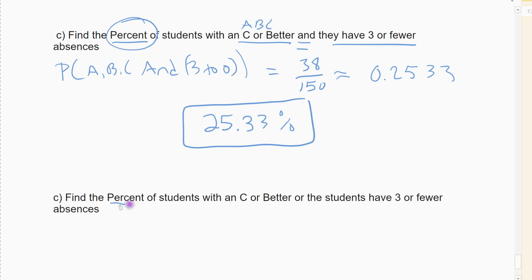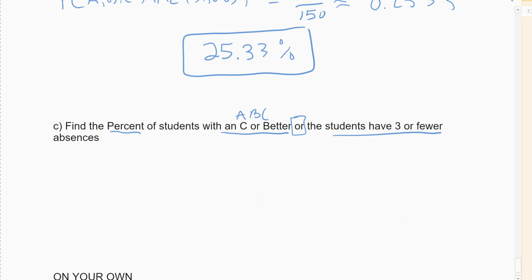Find the percent of students with a C or better, so with an A, B, or C, or the student had 3 or fewer. So this one's different. The last one had the "and", this one has the "or". So we come at the ors differently. First find the probability that they have an A, B, C, or they miss 3 to 0 days. The "or" is the one, again, you have to be careful of.